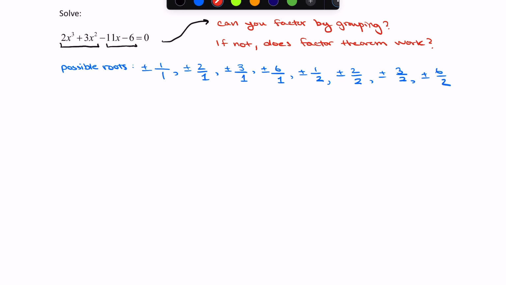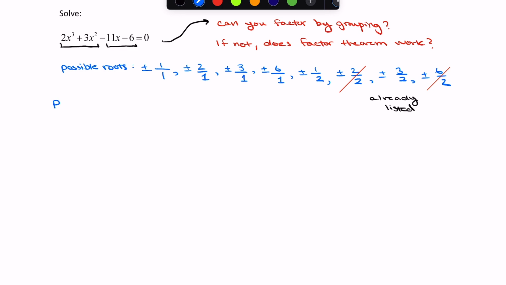If you notice here, plus or minus 2 over 2 is a duplicate or already listed, and plus or minus 6 over 2 is already listed as well. So these ones are already listed. Again, you have to see if these are a factor, and you can sub in these values to see if they work as a factor.